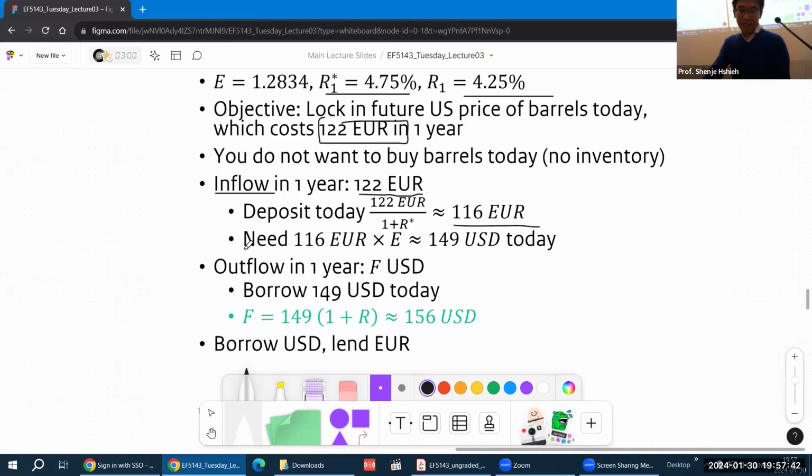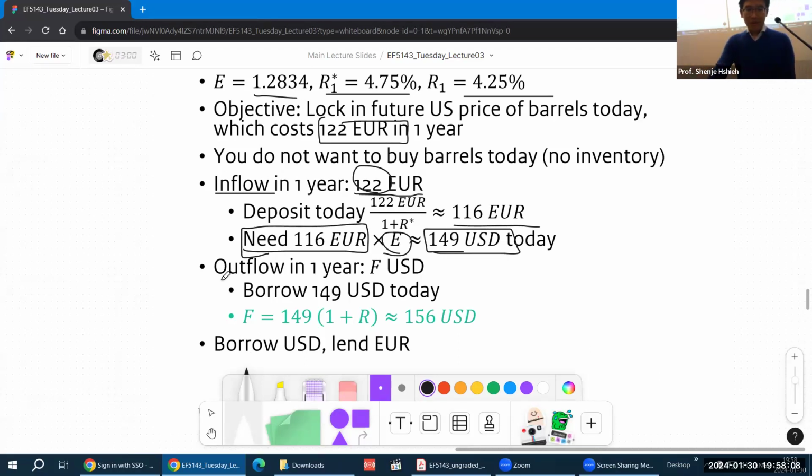So again, that just means that I need this amount today, but in terms of US dollars, I can just multiply by E, which will give me the amount of dollars I need today. So multiplying by E, which is this quantity here, will give us 1.49 USD today. All right, so that's how much I need today so I can have 122 euros 1 year from now.